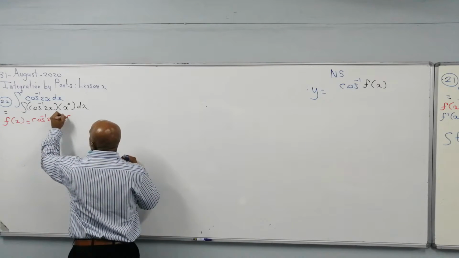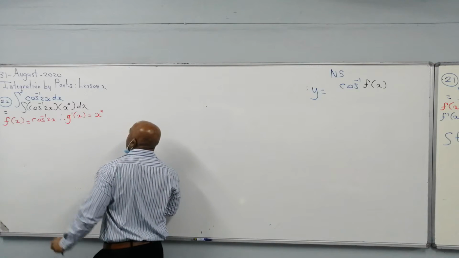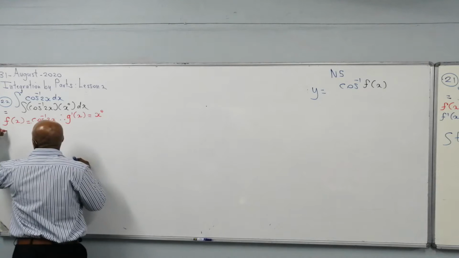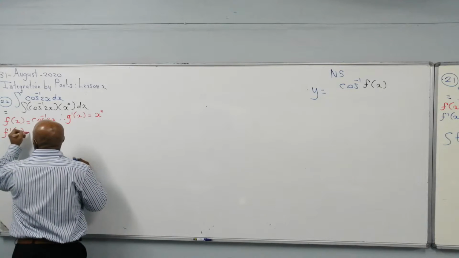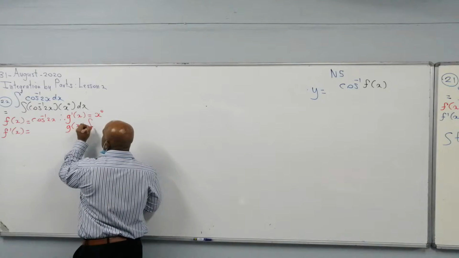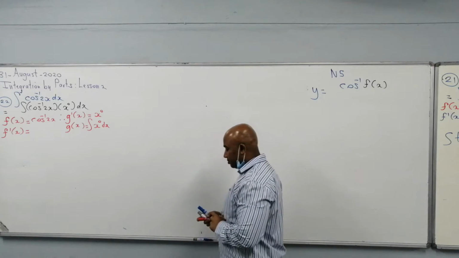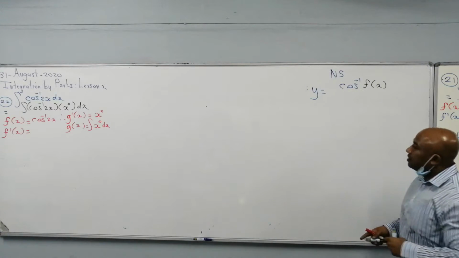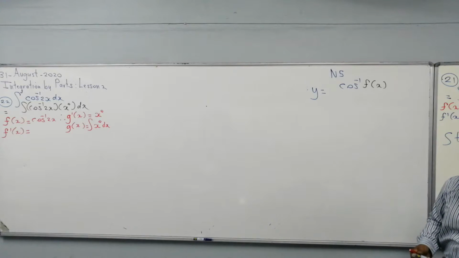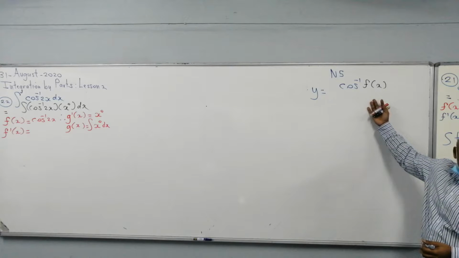So g prime x is x to the power 0, which is just 1. Okay, so now we need to differentiate here. Differentiate inverse cos, and then we need to integrate x to the power 0. So now we need to go back to chapter 3, N5 work, and differentiate inverse cos.